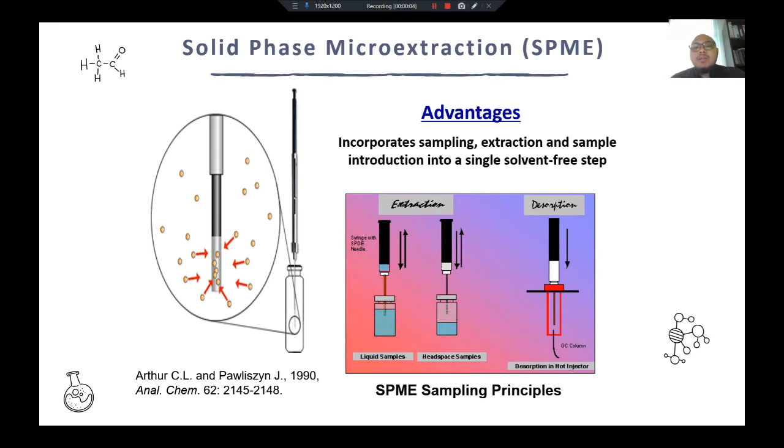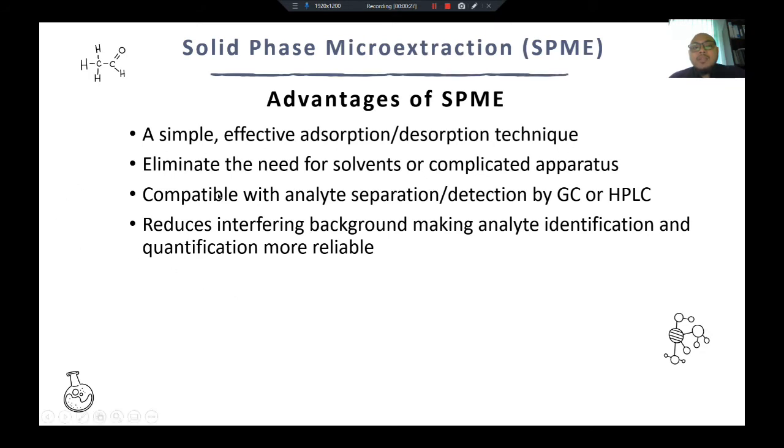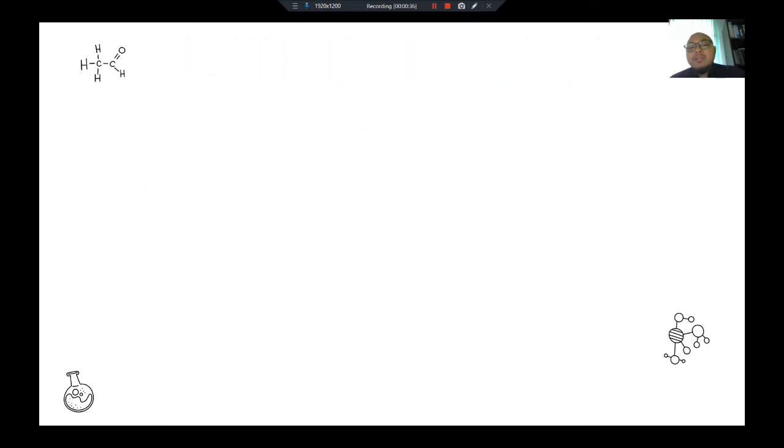Right, the advantages of the SPME large, okay, is incorporate sampling, extraction and sample introduction into single solvent free step. Okay, maksudnya buat semua benda sekali lah, kita sampling, kita boleh extract dan sample introduction, okay, tanpa memerlukan sebarang solvent. Okay, very simple lah, very simple. Right, simple effective absorption desorption technique, eliminate the need for solvent, okay, compatible with analyte expression detection by GC or HPLC, reduce interfering background, making analyte identification and quantification more reliable lah.